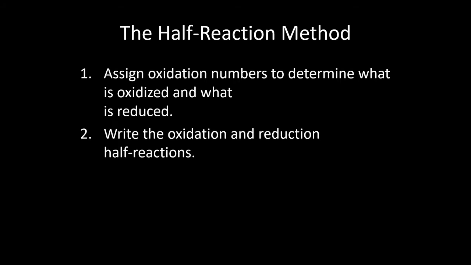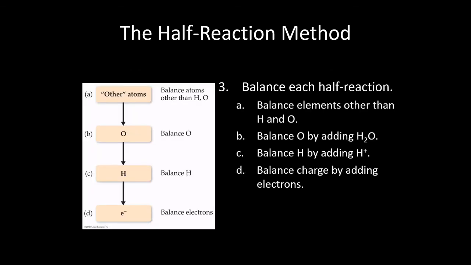Sometimes we actually won't do this. Sometimes we'll be able to skip over this because it's fairly obvious what the two half reactions are. But if it's not completely obvious what the half reactions are, we might have to assign oxidation numbers. Number two, we're going to write the two half reactions. So we're going to split the reaction up into the two parts. The thing that gets oxidized will have its own half reaction. The thing that is reduced will have its own half reaction. We're then going to look at each of these two half reactions, and we're going to balance them using these steps, and these are in order as well.